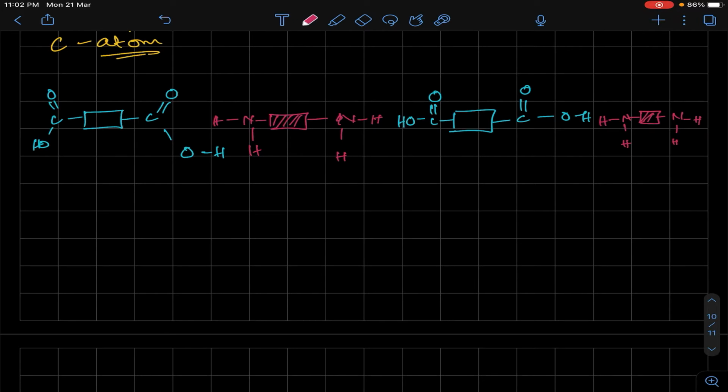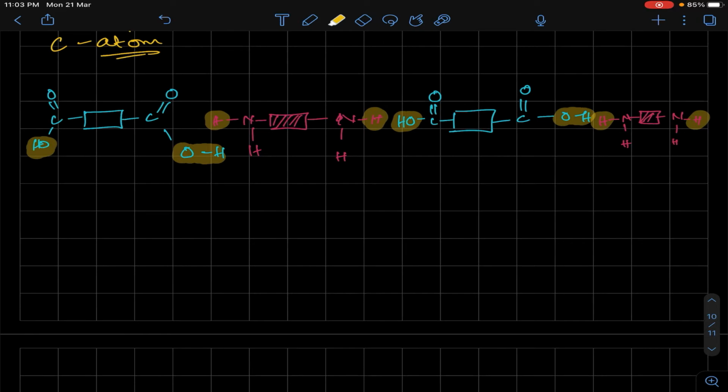Now what happens here is that under suitable conditions, these dioic acids and diamines will react with each other and a small molecule would be lost. Condensation reaction would happen. So let's suppose from dioic acid, this OH group would be lost, and from diamine, H would be lost. On the other side of the diamine, again H would be lost and an OH would be lost. So another water molecule, H and OH, will combine to form a water molecule. And then another OH, another H, and this H, and this OH.